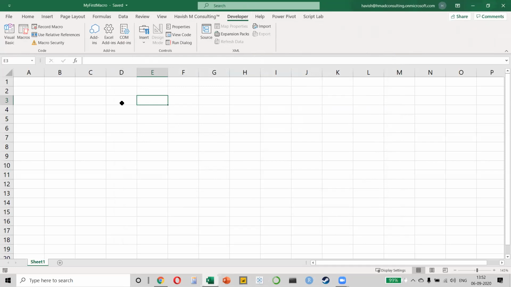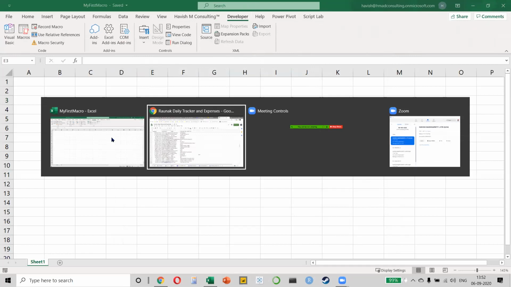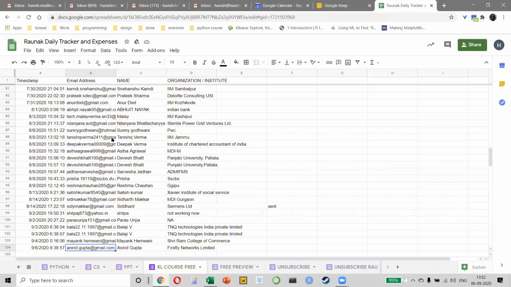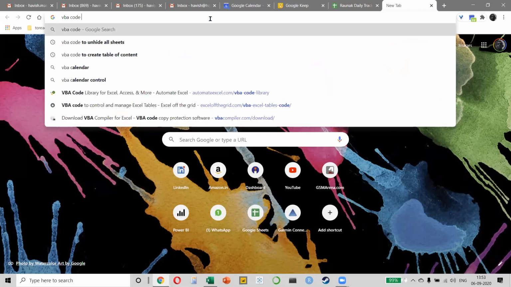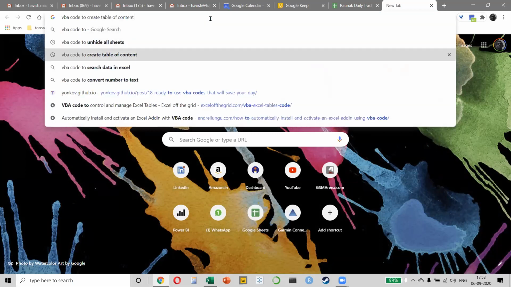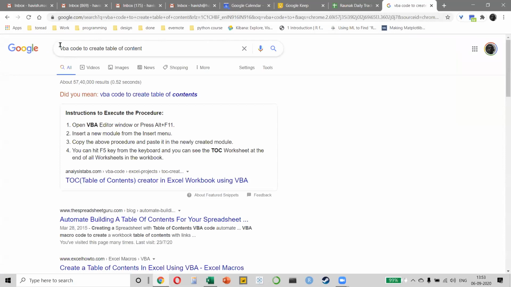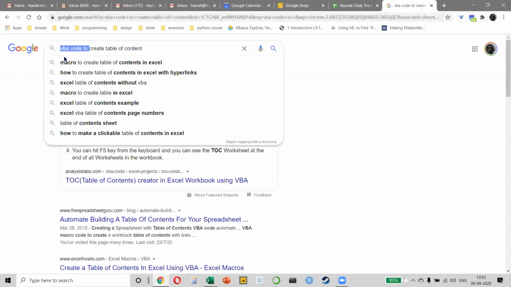All good? I now want to show you how you can do automation on Excel. And we'll take a very, very simple example, like super simple. I will not even write any code. I'll just go online and type VBA code to create a table of content. Do you see this, everyone? These are the 3 magic words. VBA code to. After this, you can write whatever you want.